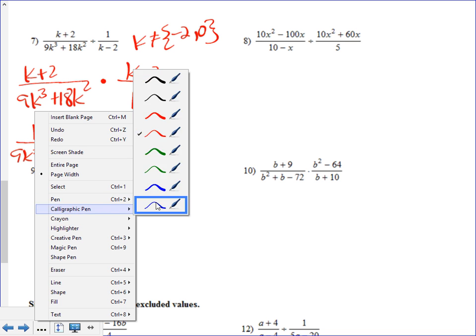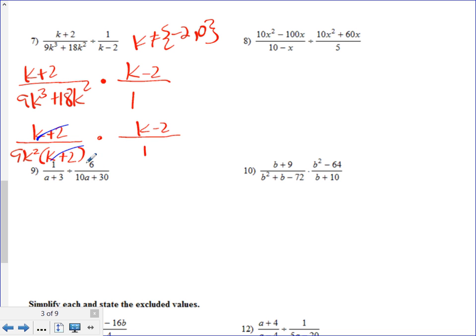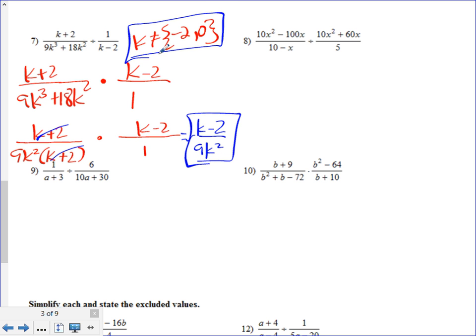Okay. Check for division, factor, find the restrictions, and reduce. What can we reduce? K plus 2. Anything else? So what's left in the numerator? 9K times K minus 2. What about down here? 9K to the second power times 1, which is 9K to the second power. Good. So the answer is K minus 2 over 9K squared, and K cannot be negative 2 or 0.